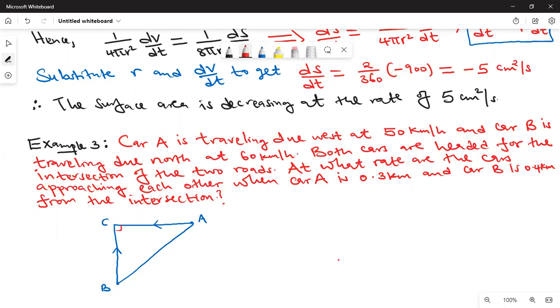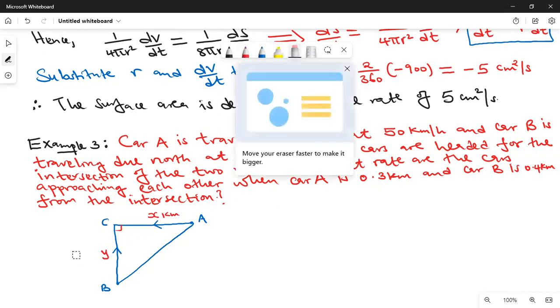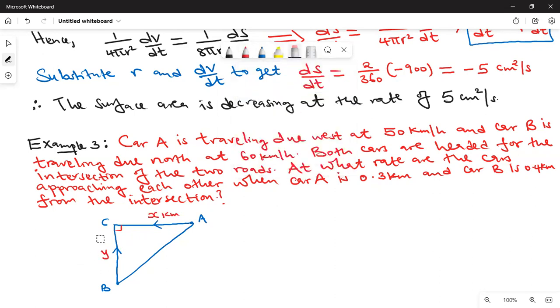Now, I don't know the speed at any time t. So we are going to say let the distance be x kilometer, that is from where A is to the intersection, and that of B to be y kilometer. X kilometer, here it is y kilometer.